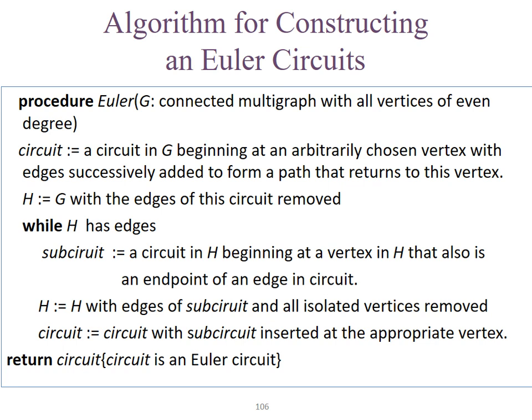Then we continue with a while loop on this graph H. In this while loop, we continue to find circuits within the graph H, and then we remove all those edges from H to see if we can find more circuits. We keep updating the new circuits into the circuit graph. When we break out of the while loop, we return the circuit. That will be an Euler circuit.